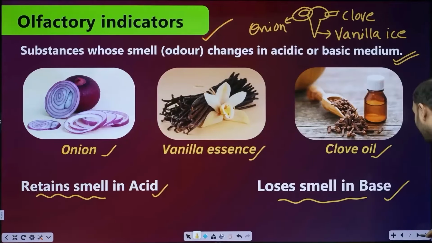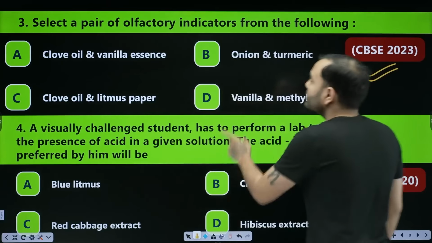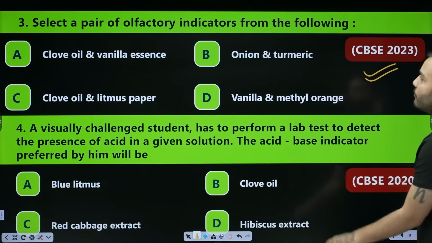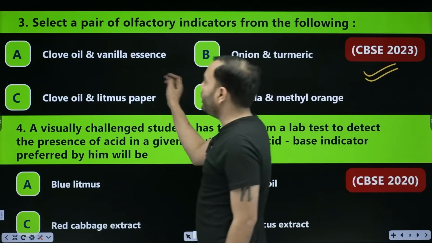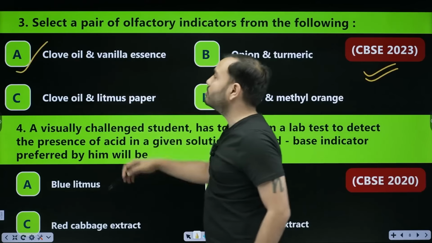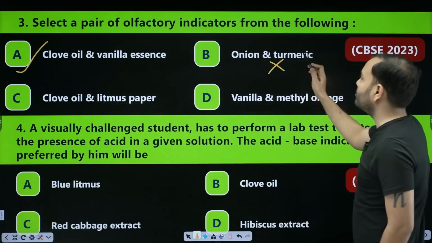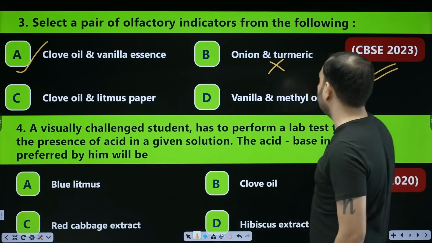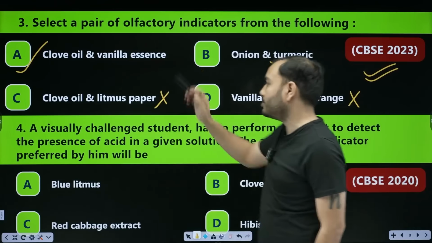Look at the question. CBSE 2023, pause the video and comment on the answer for question 3. Let's go. Select the pair of olfactory indicators from the following. Tell me which are the ones. Clove oil and vanilla essence, right? I got it. What else have we got? Onion and turmeric. No, turmeric changes color. Vanilla, methyl orange, color changes. Litmus paper, color change. So the first option.